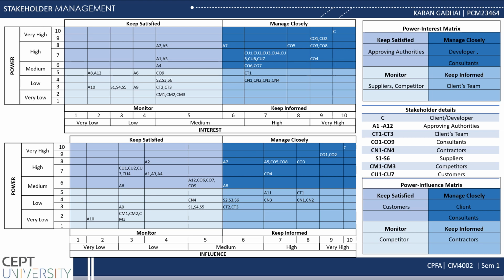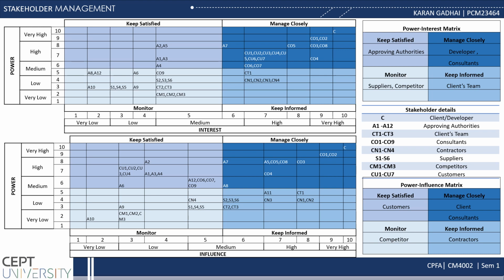The second matrix is of power influence. This matrix defines the authority of stakeholders in the project and the influence defines the active involvement in the project. The client will be the most influential with the highest authority over the project.